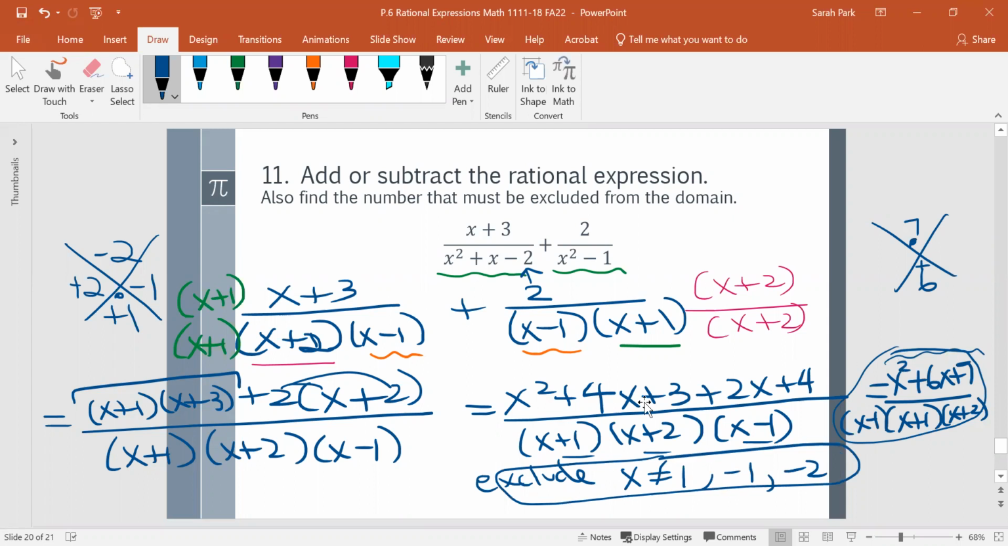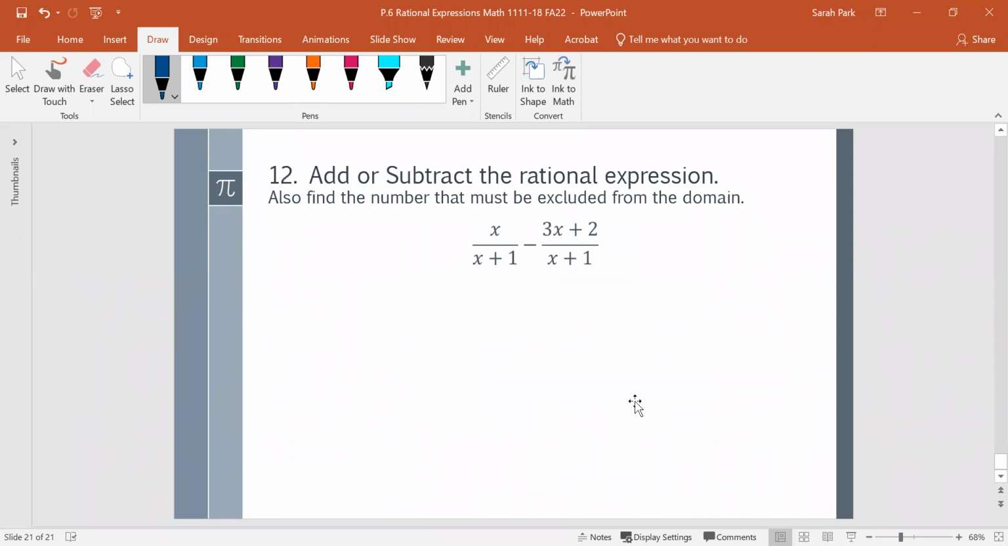Okay, one more. Got x over x plus 1 minus 3x plus 2 over x plus 1. So it's subtraction. They both have a common denominator, so don't need to worry about anything there. They're already the same. We got x minus. Let's make sure the negative gets distributed with 3x plus 2.